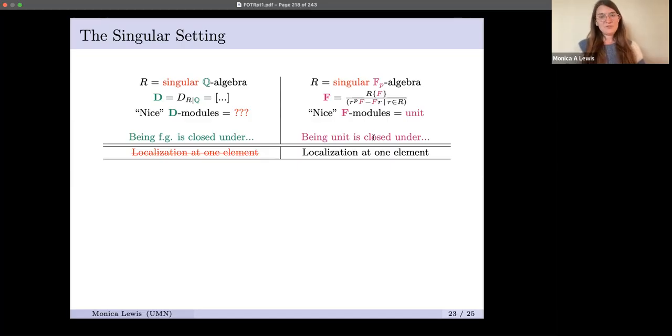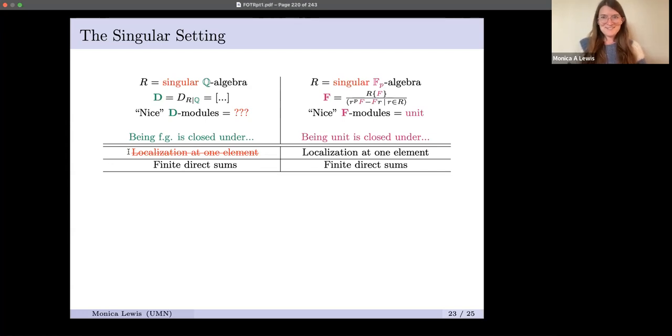Localization at one element, totally fine. In characteristic p, it turns out that's not quite trivial to show. That unitness, which remember we're taking to encode finite generation, passes from one module to another after localizing, but it does work. For characteristic 0, this is known to fail.